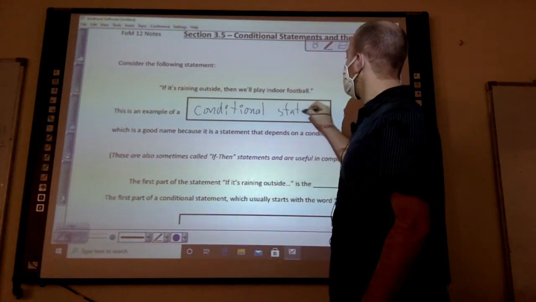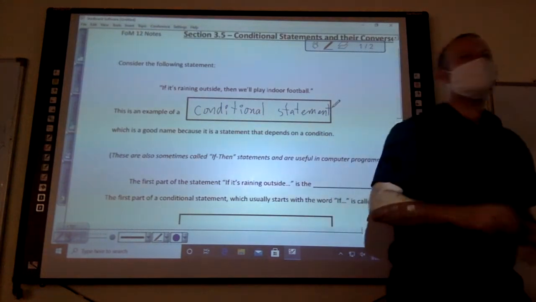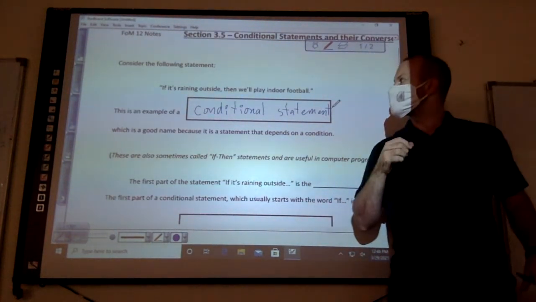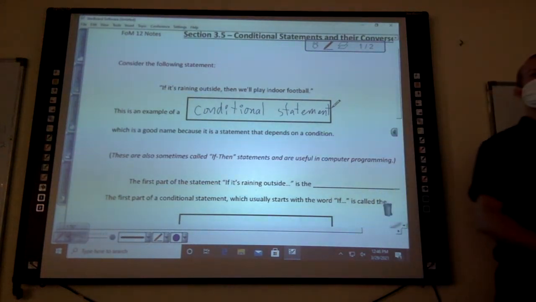What this means is, given a certain condition, something's going to happen. So this tells me that if there's rain outside, it's going to tell us what we're going to do.